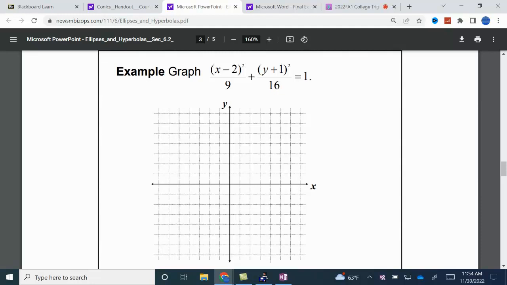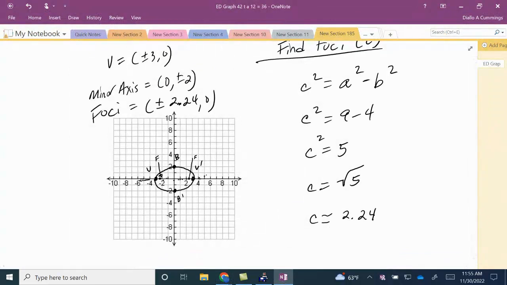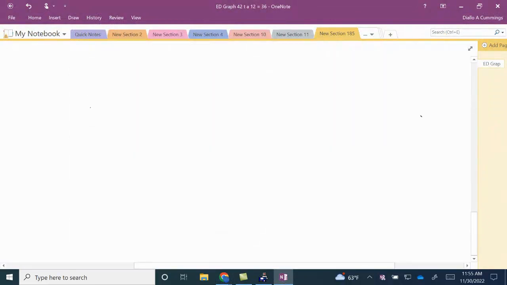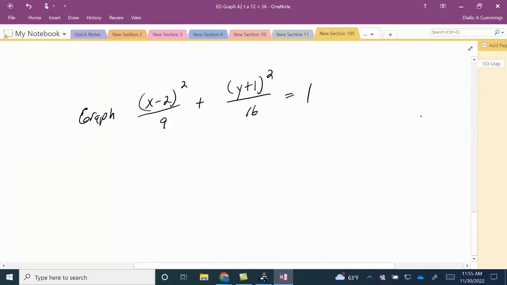So now we're asked to graph this particular equation. We have (x − 2)² over 9 plus (y + 1)² over 16 is equal to 1. All right, so we're going to graph (x − 2)² over 9 plus (y + 1)² over 16 is equal to 1.